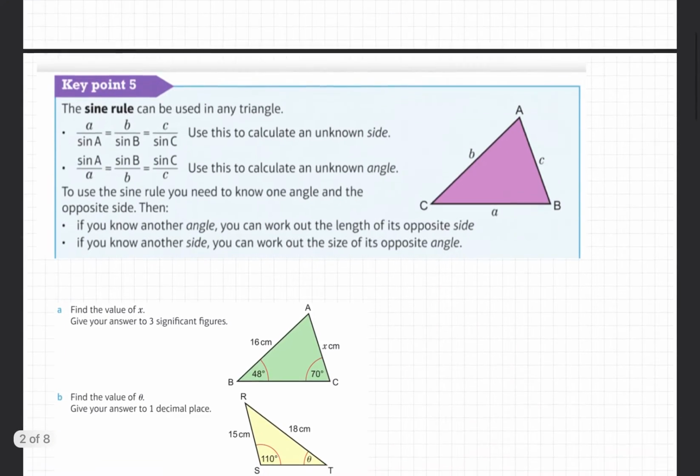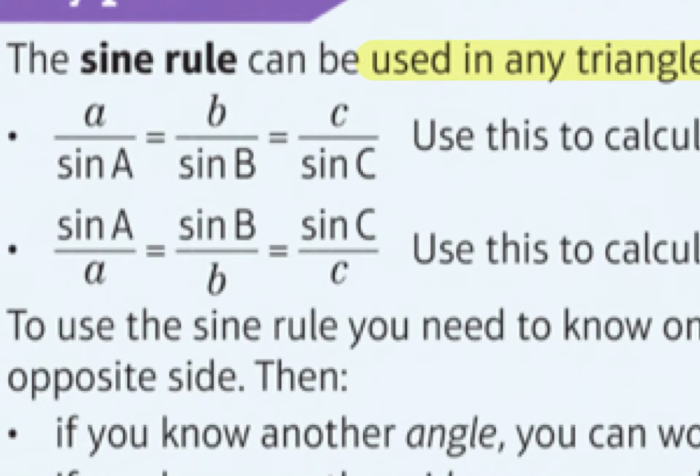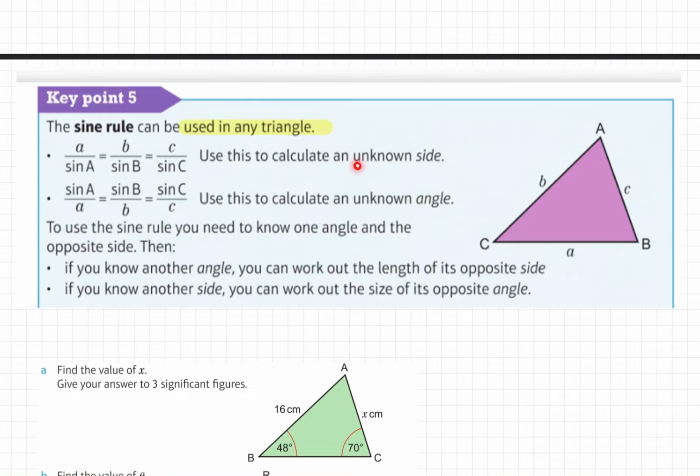So the sine rule can be used in any triangle. To calculate an unknown side, we do length a over sine of A equals length b over sine of B and length c over sine of C. Just remember, for an unknown side, you put the side on the top. And for an unknown angle, let's say we want to calculate C, it's going to be sine C over c equals sine B over b equals sine A over a. So for an unknown angle, we put it on the top.